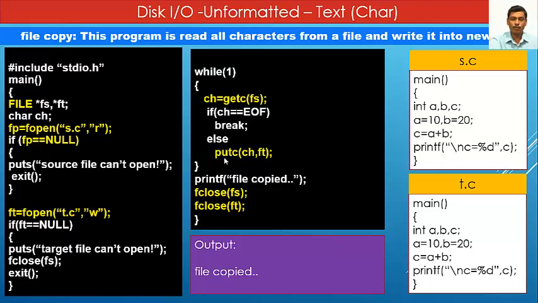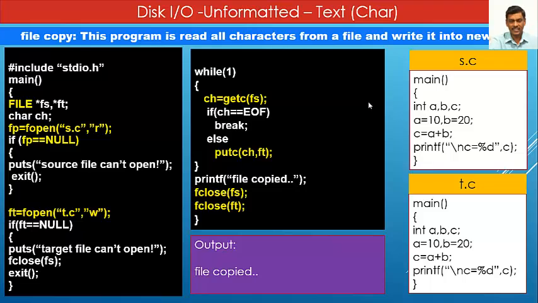Already we discussed putch, putchar. Putch, putchar is an output function of console IO. But this one is putc. We can also write fputc. Both are the same. Putc of ch comma ft. Ft is the target file name, that is t.c. For the file t.c, it makes a stream between RAM memory and hard disk. That RAM address is stored in ft.